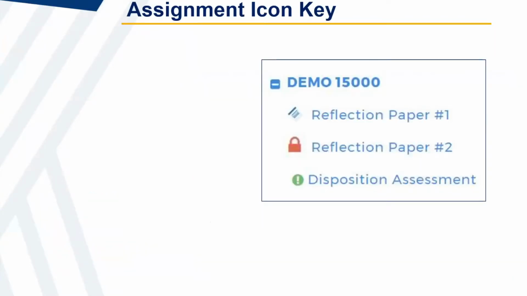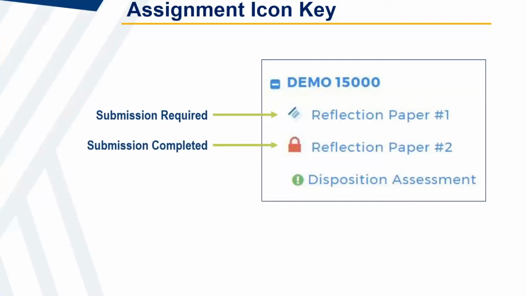Let me take a moment to review what the icons mean. The first icon means that you need to submit work to this space. The second, which is shaped like a red lock, means that you have already submitted work to that space. And finally, the third icon, which is shaped like a green exclamation point, means that you do not need to submit to that space. Again, that's considered a non-submission.